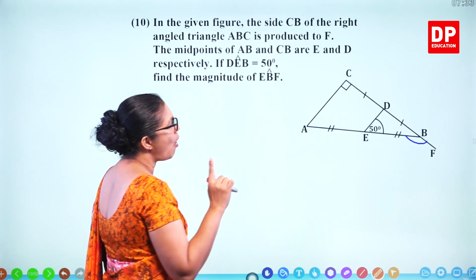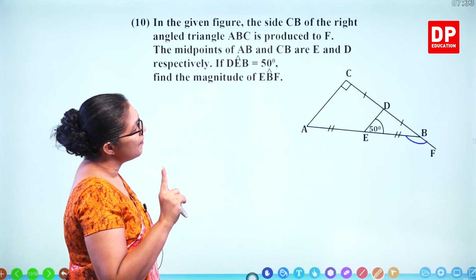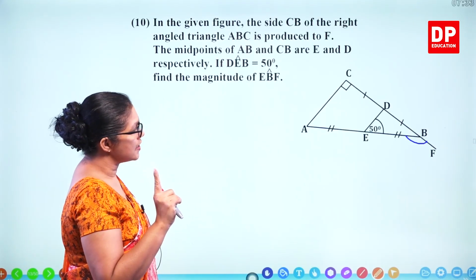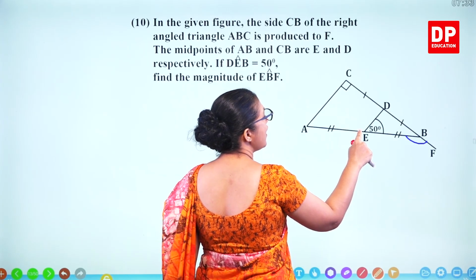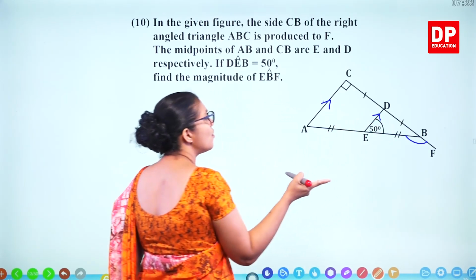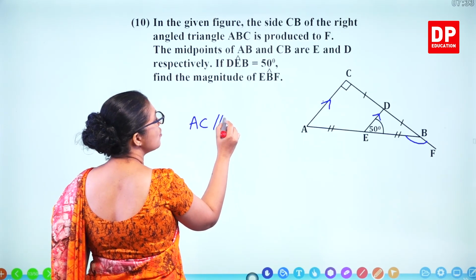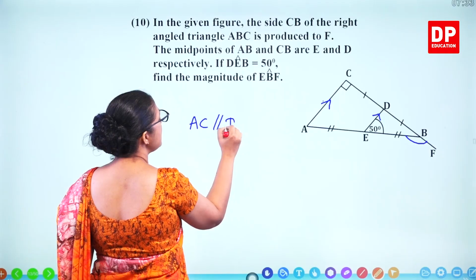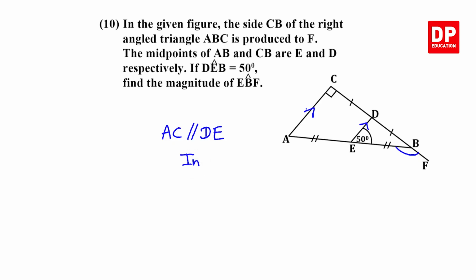Now look at according to midpoint theorem inverse. So if this is the midpoint and this is the midpoint, these two lines are parallel. So you can say AC is parallel to DE according to the inverse midpoint theorem.